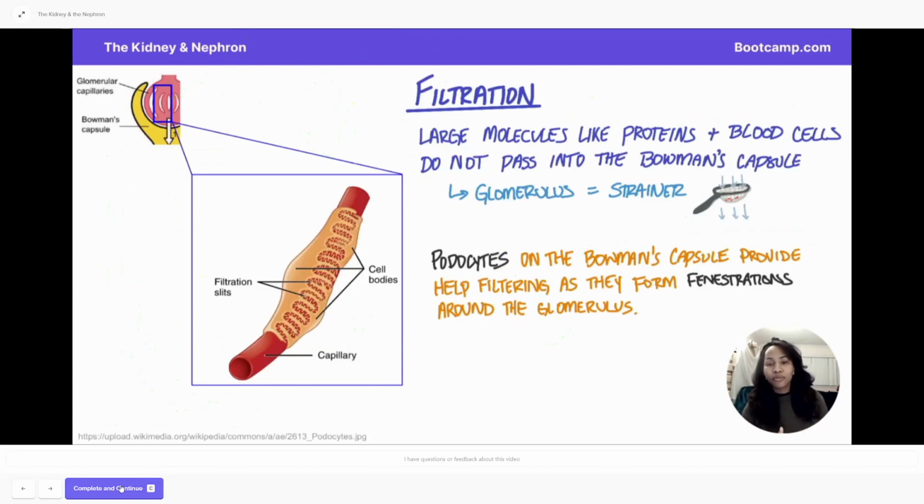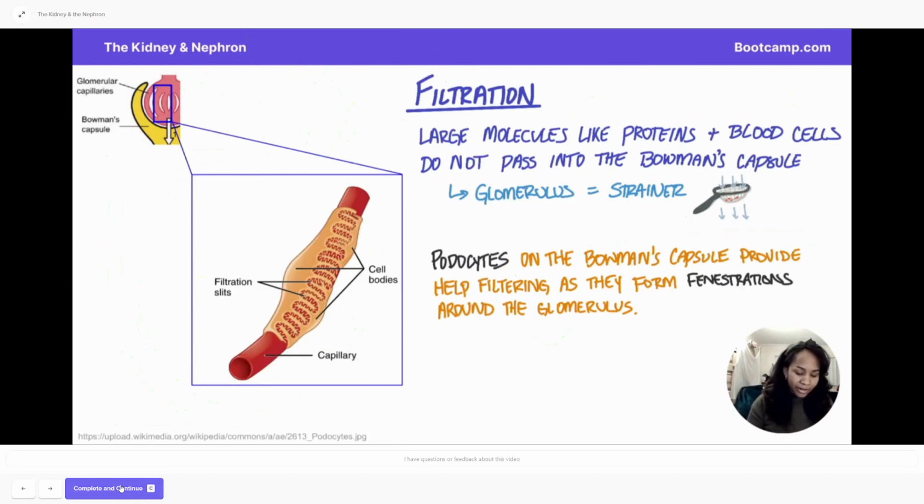So again, large molecules like blood cells and also proteins are not going to be able to pass through the filter that we have here, as in they do not make it past the glomerulus into the Bowman's capsule. And we can think of this as a strainer. I personally like to have the mental image of straining pasta, but you can use whatever you like to strain in order to help you remember this. But the cool thing about this straining process is the way in which the body actually accomplishes this.